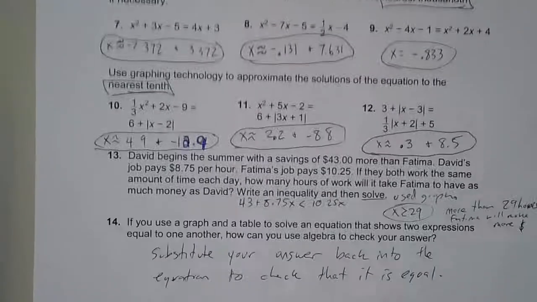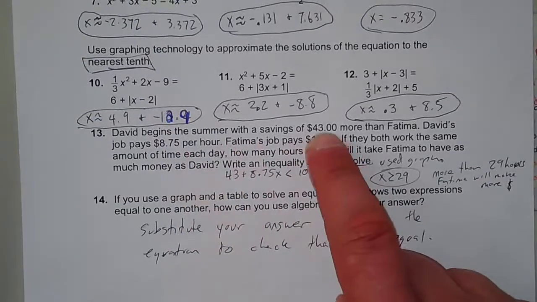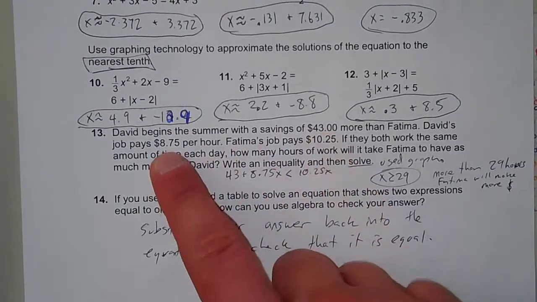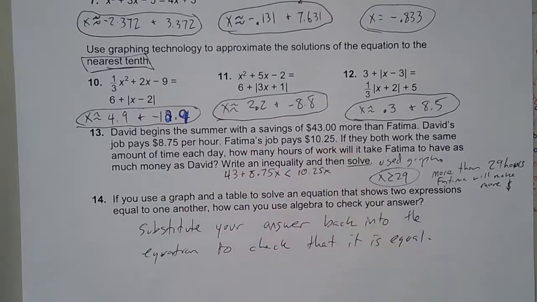Number 13 we can talk about real quick. I solved 13 by writing equations, but you could do this a bunch of ways. There's not a set way you have to do 13. But you basically try. David starts with some money. He starts with $43. And he makes less per hour. Fatima starts with no money, but she makes more per hour. So like obviously she's going to catch up with his money eventually.